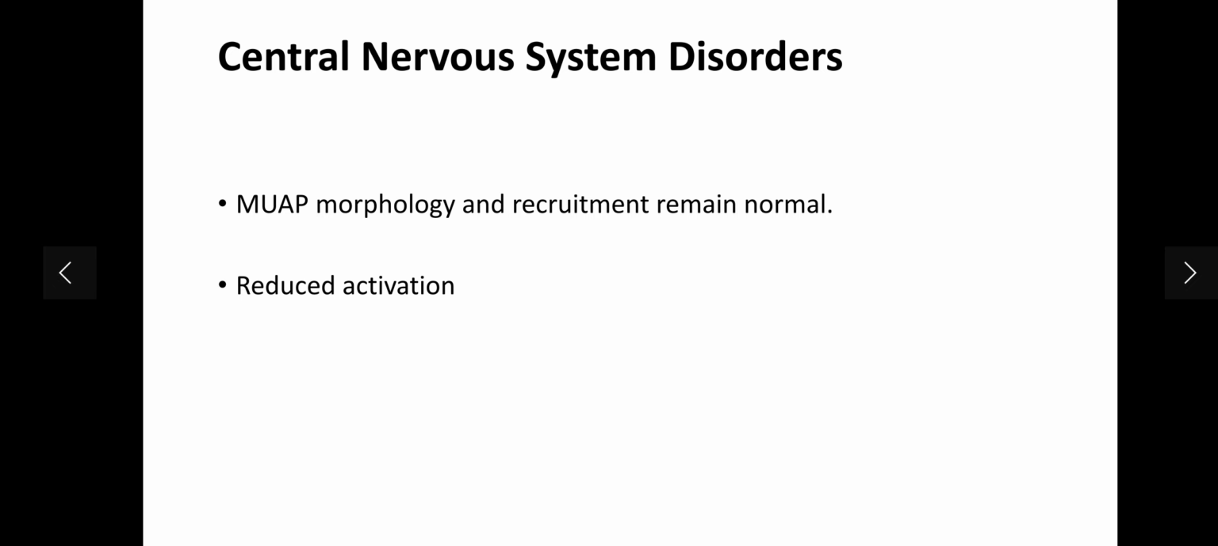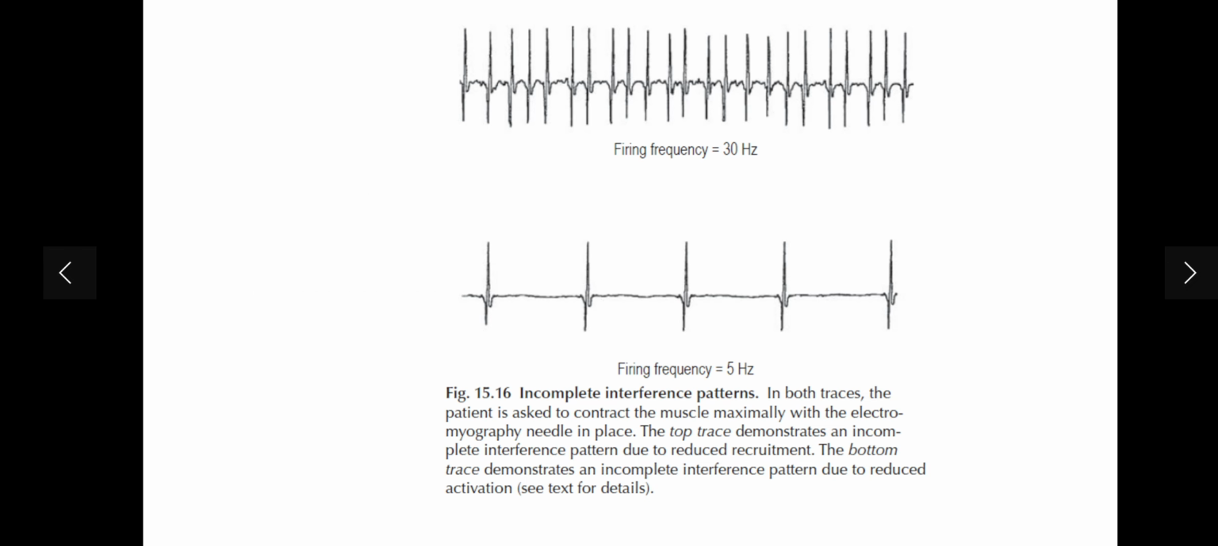In some central nervous system disorders, you can see reduced activation rather than reduced recruitment, because the patient is not willing to increase the force, either because of functional patients or because of pain or something else. But the recruitment remains the same because the number of motor units is the same, but the firing rate is not increasing. And again, this is the difference between reduced recruitment versus reduced activation.